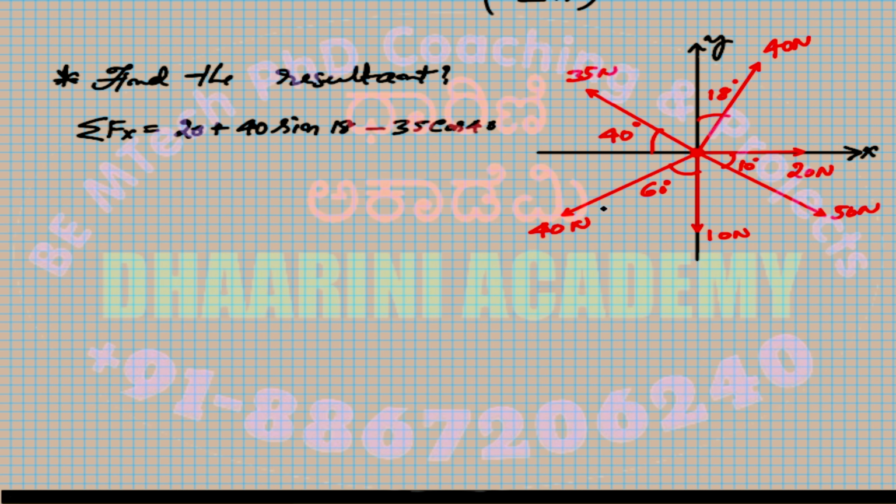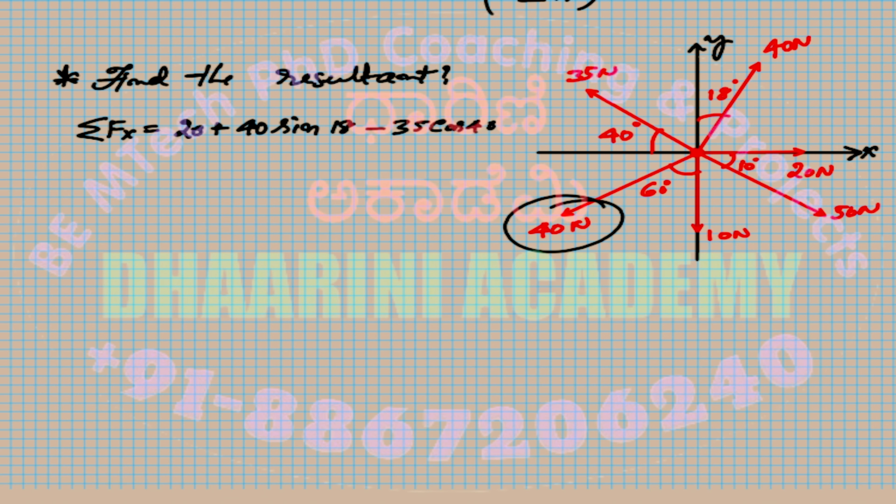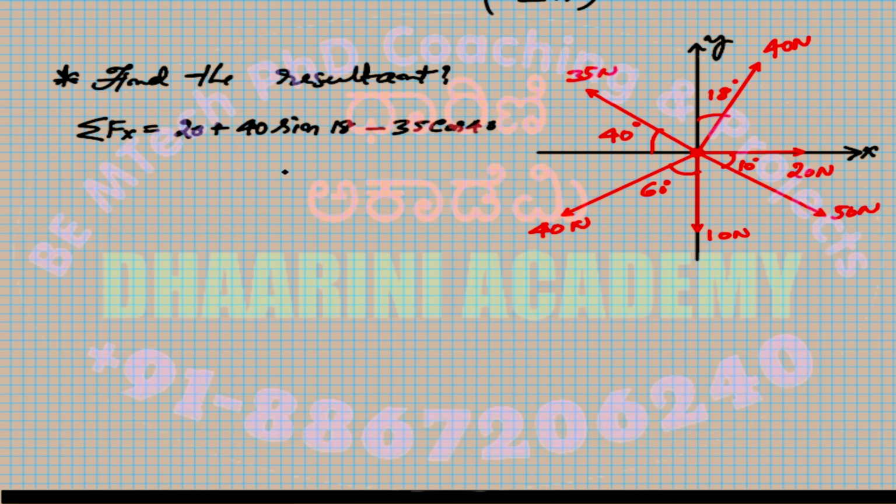Right. Then we'll move on to the 40 Newton, which is present in the third quadrant. We already know how to split the forces into x and y components. So it's in the third quadrant, so negative, minus 40, right? Since the angle is given with respect to the y axis, this is sine 60, right?